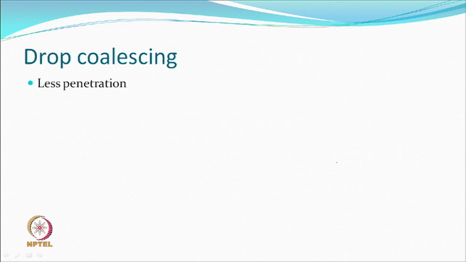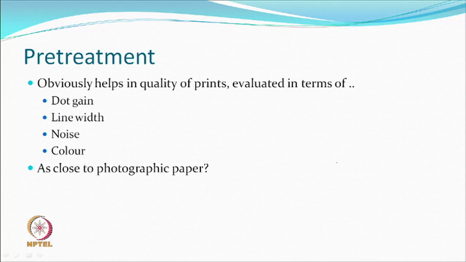And this also happens if you have too much of a hydrophobic material, drops have not been absorbed, and if they are too near, two of them may become one, which will obviously give you a different kind of image. So, these are possible errors which would happen despite all the good intentions. So, why do we do pre-treatment? We do pre-treatment to help improve the quality of the prints, which is evaluated in terms of dot gain, line width, noise, color, with an aim to do whatever you can so that it comes very close to photographic paper. It may not come, but does not matter.